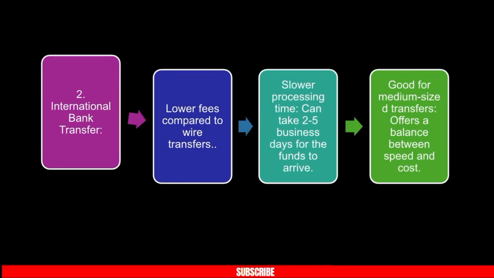The next option is international bank transfer. It has lower fees compared to wire transfer but slower processing time. It can take 2 to 5 business days for the funds to arrive. But it is good for medium-sized transfers, offers a balance between speed and cost.